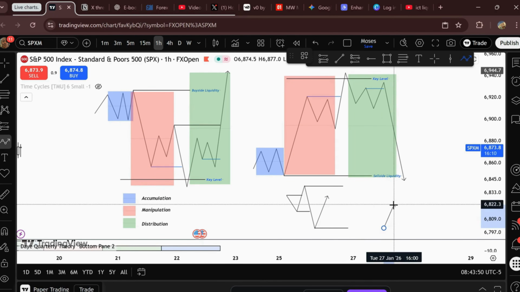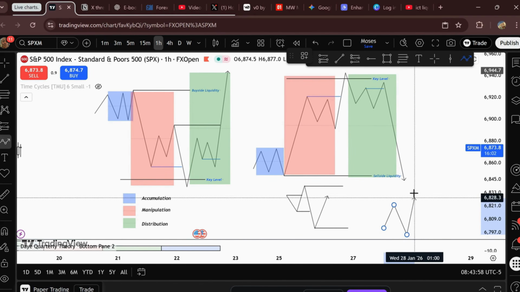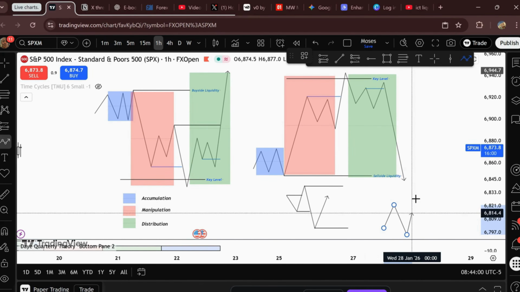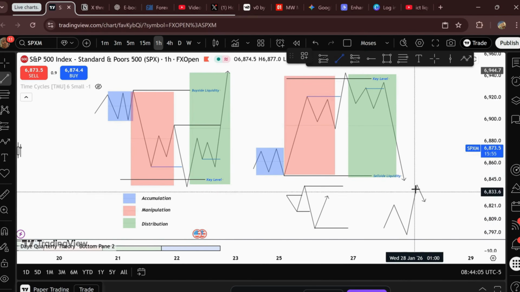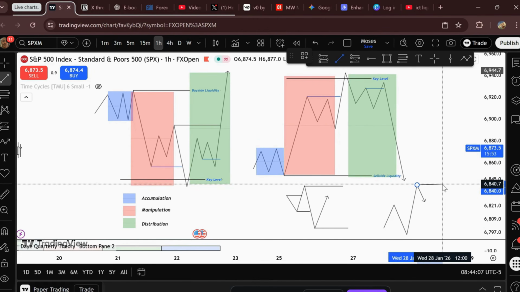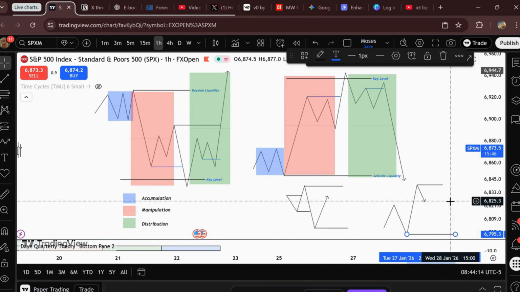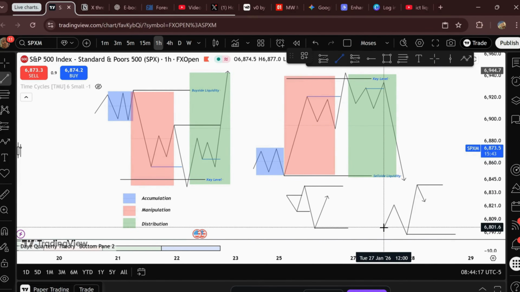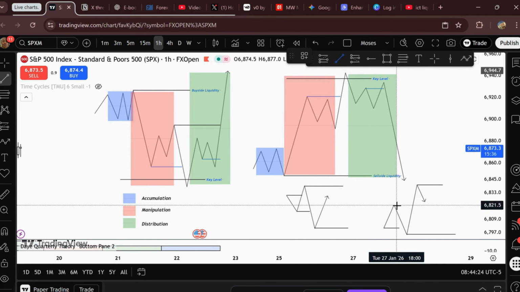Right? Creates a high, sweeps this low here, breaks this high that created this low. The range between this new high created here and this old low and this low here becomes a new range. So price swept this low here and broke this high here.